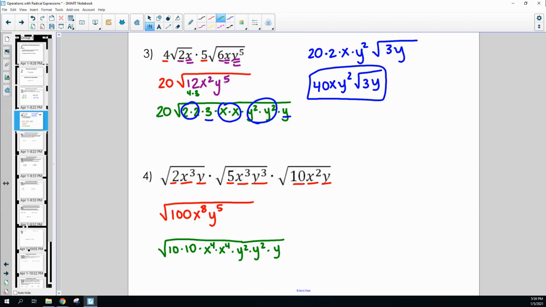So now when I go to pull out my perfect squares, I'm looking for groups of 2. So I'm going to pull out a 10. I'm going to pull out an x to the 4th. And I'm going to pull out a y squared. And then what I'm left with is just this y on the inside.